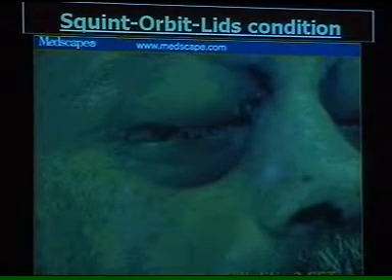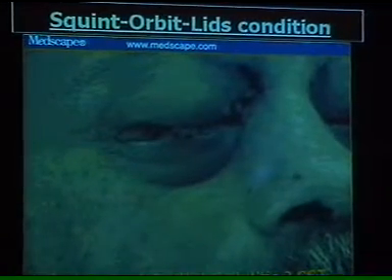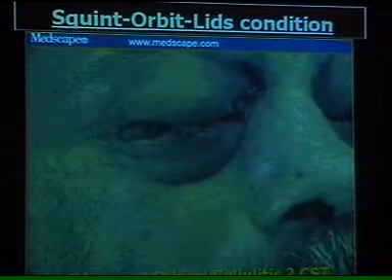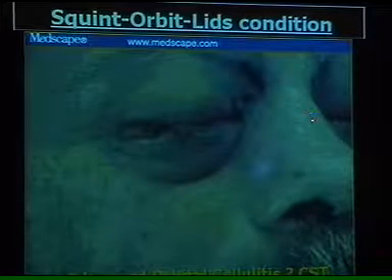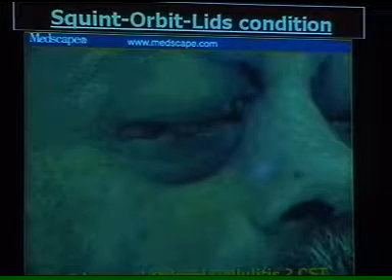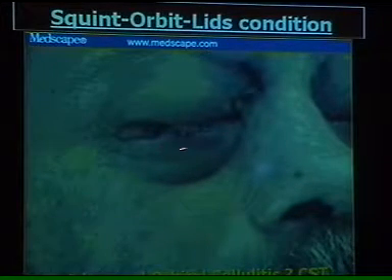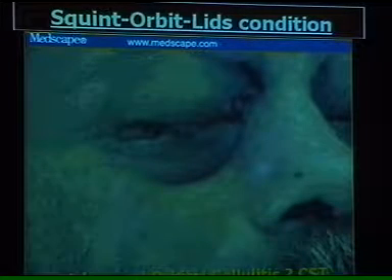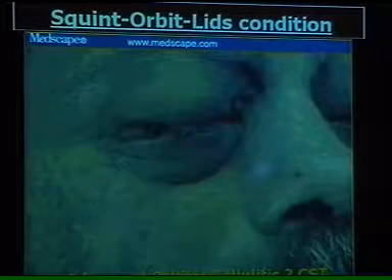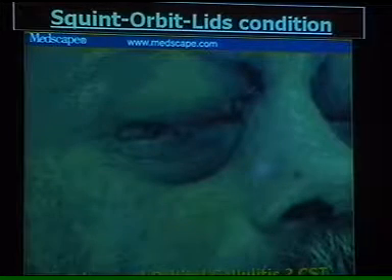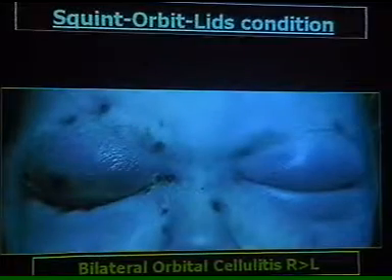Now that's very advanced orbital cellulitis. You can see, the picture is not very clear, but you can see that the other eye is also closed. The patient is not very ill looking, and it's closed eyes, and you can see a lot of swelling. This is the advanced orbital cellulitis stage.